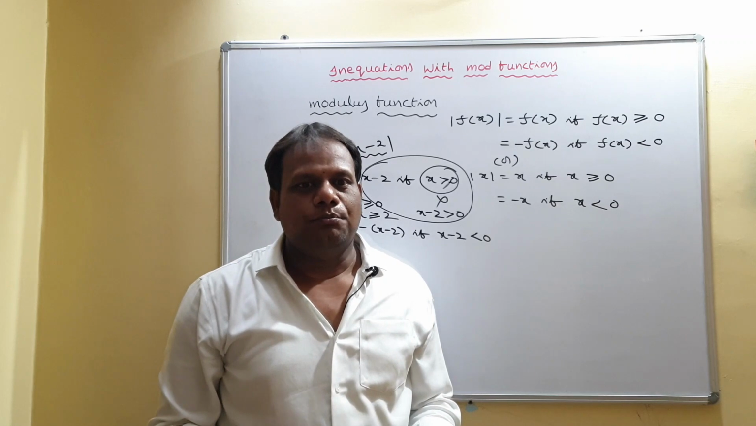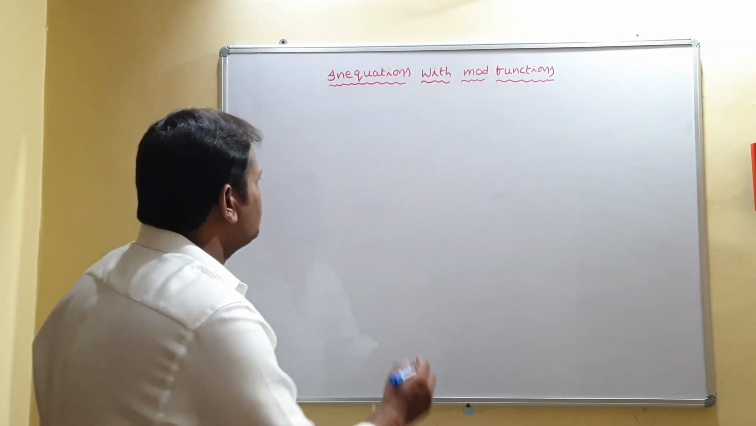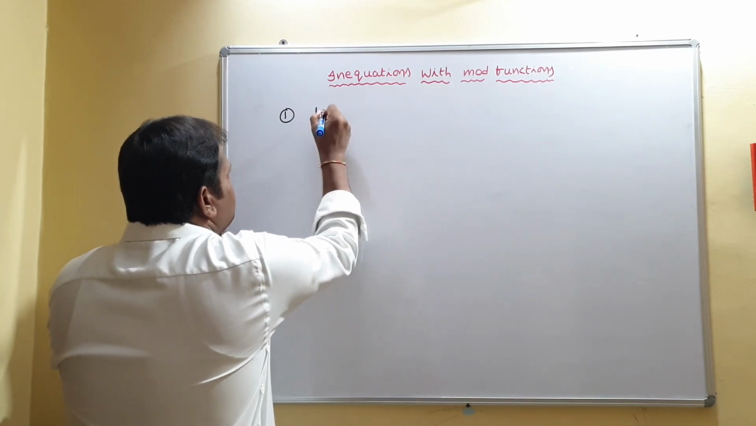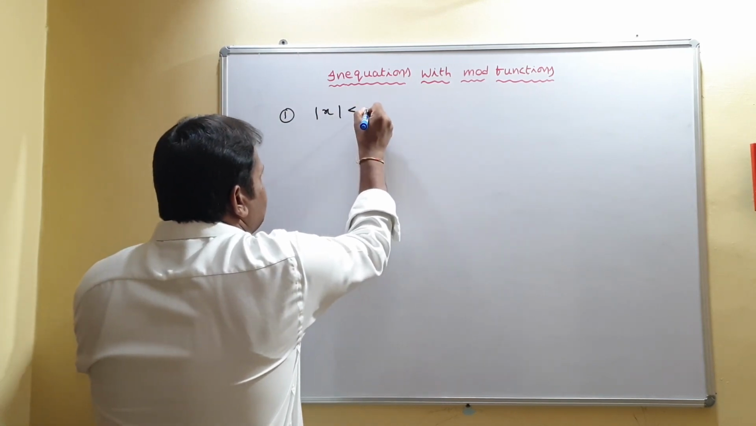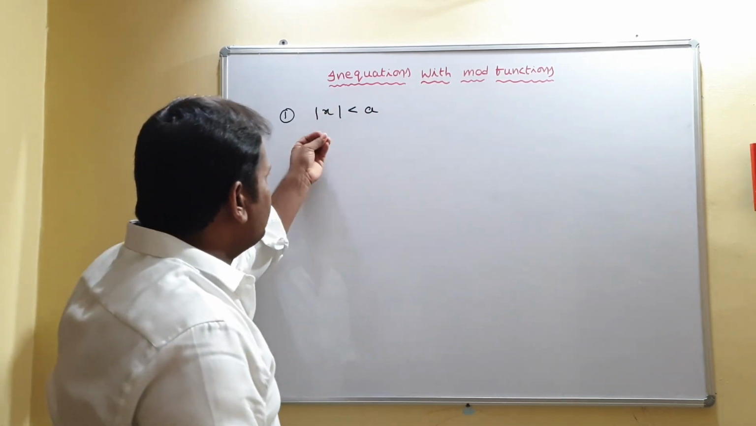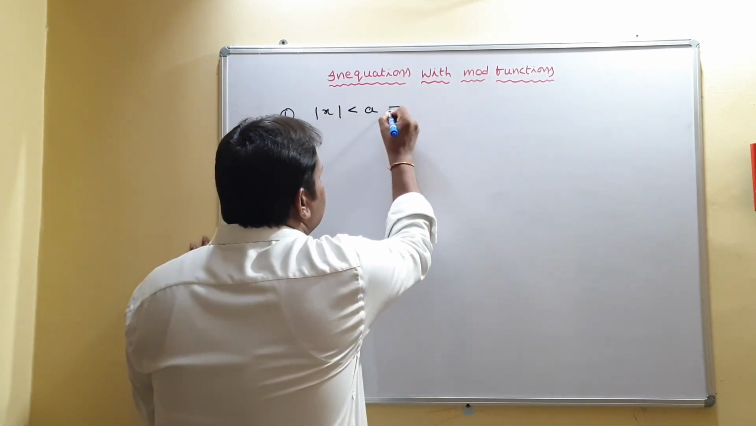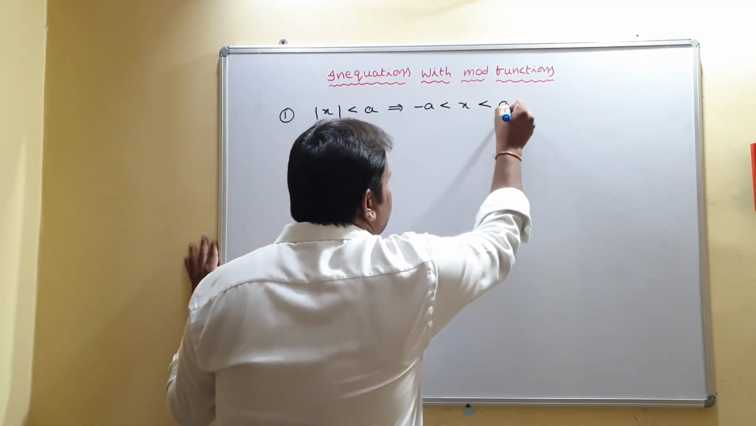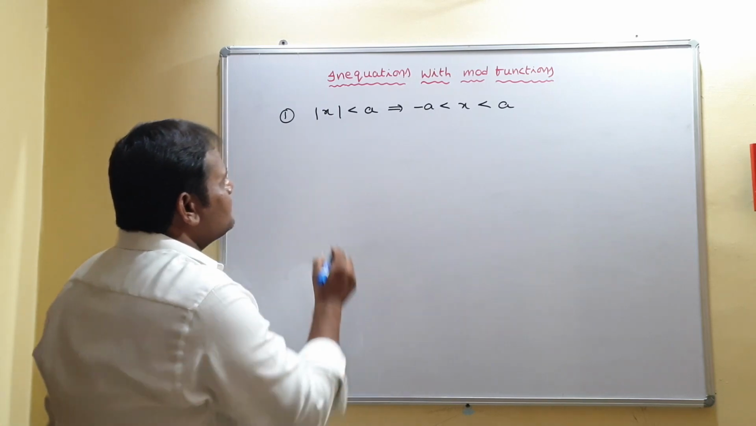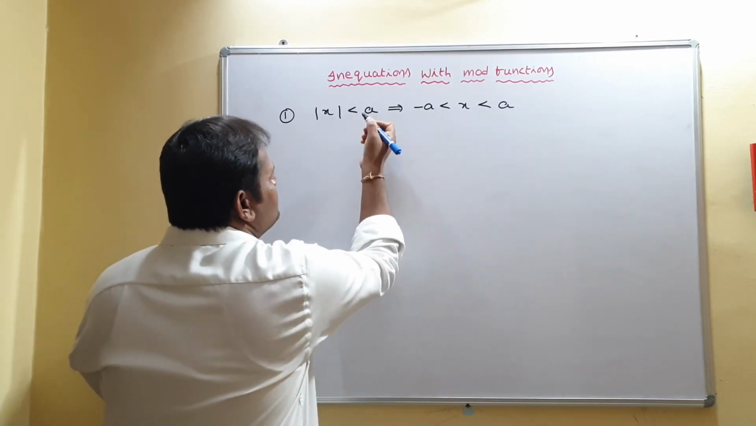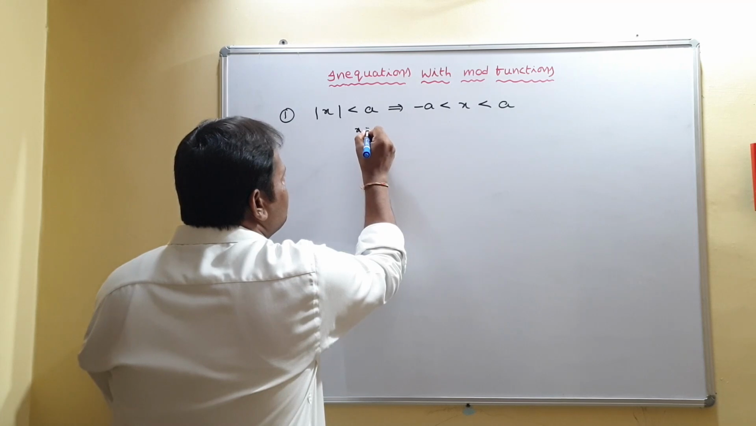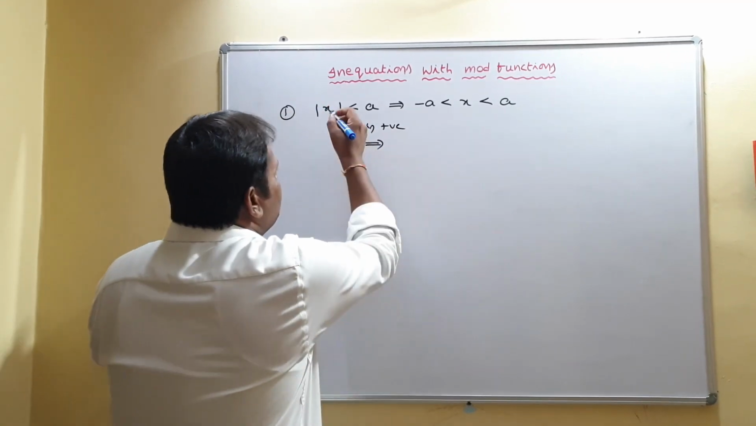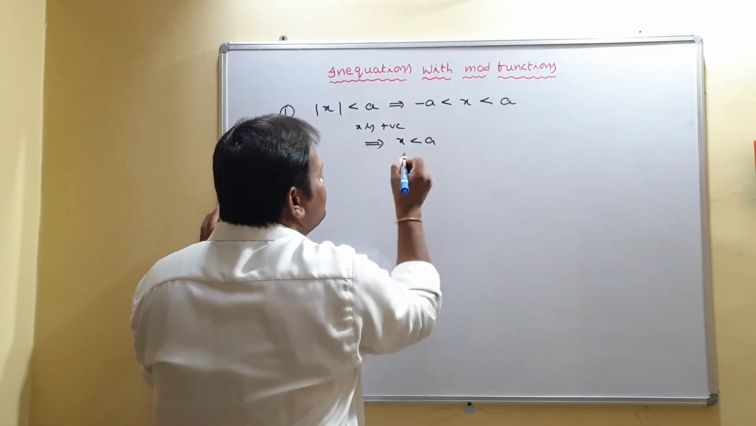Now we discuss inequations with mod functions. See, suppose mod x less than a. Mod x less than a means minus a less than x less than a. Here you see that if x is positive, what do you get? Mod x is x, so x less than a.